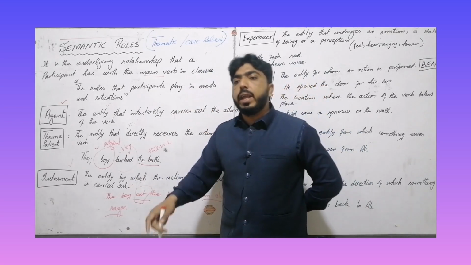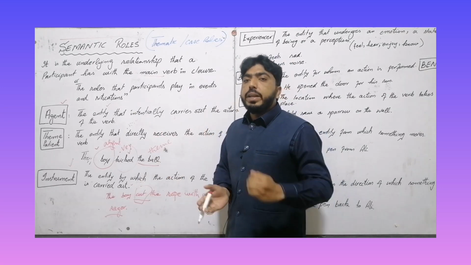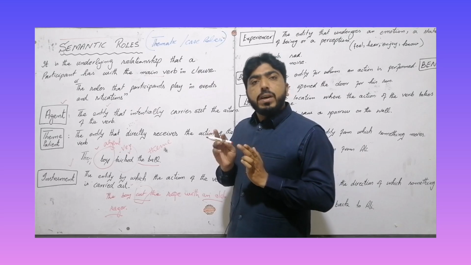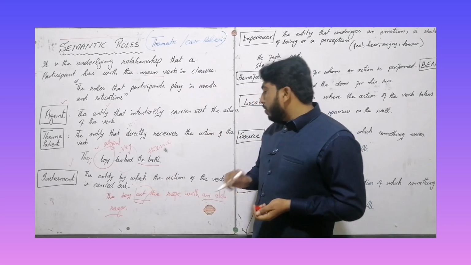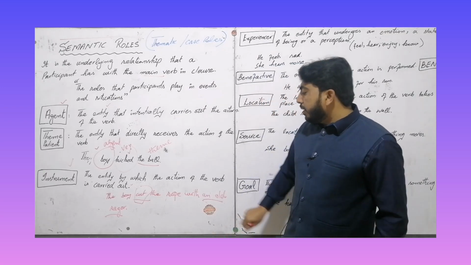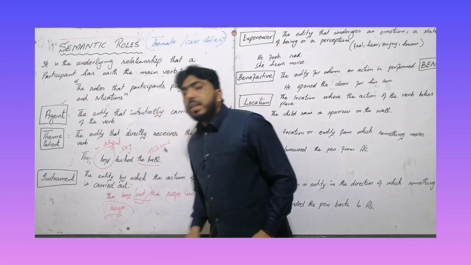He cut the cake with a knife. So cutting of the cake is an action, and it is being performed with the help of a knife. Here the sentence is: the boy cut the rope with an old scissor. So an old scissor will be labeled as instrument.